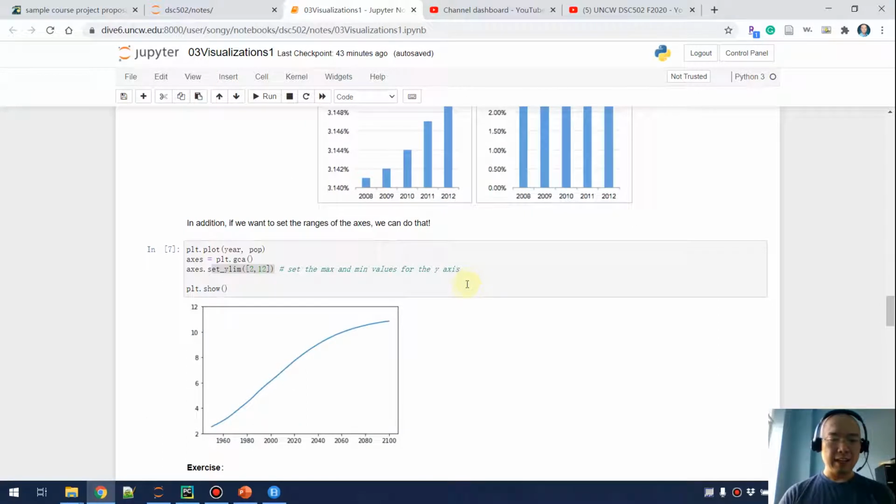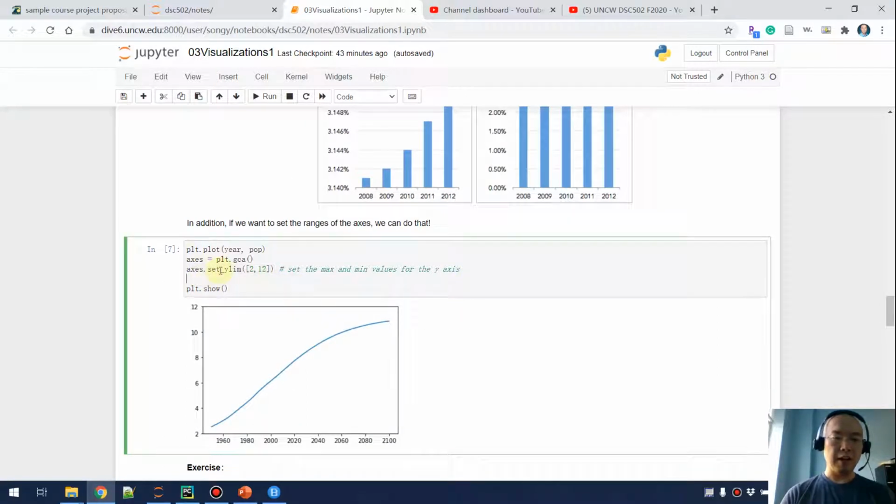Okay, say for this one, if I want to specify that the range of the y-axis should start from 2 and go all the way up to 12, then I use set_ylim, and I specify where to begin and where to end.